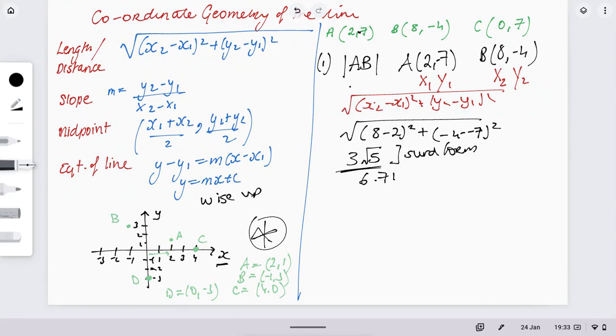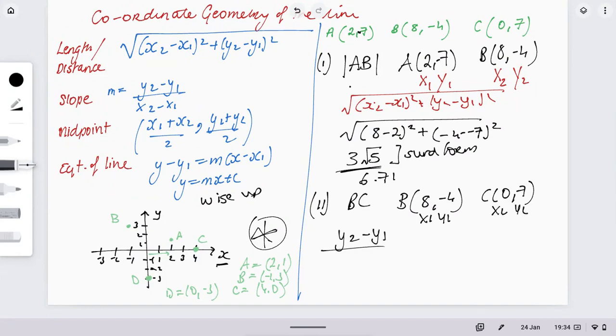If they wanted to work out the slope of those 2 points, say they said find the slope of BC. The slope formula is rise over run, or your change in height, which is my y's, over your change in x, which is my run. So my point B is (8, minus 4), point C is (0, 7). Label your points x1, y1, x2, y2, write down your formula: y2 minus y1 over x2 minus x1.